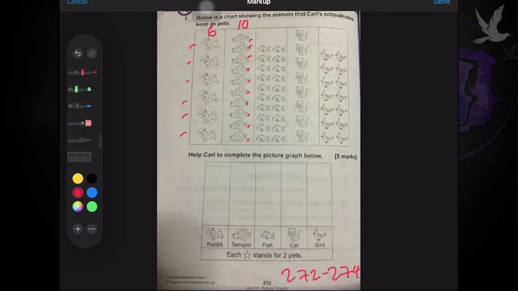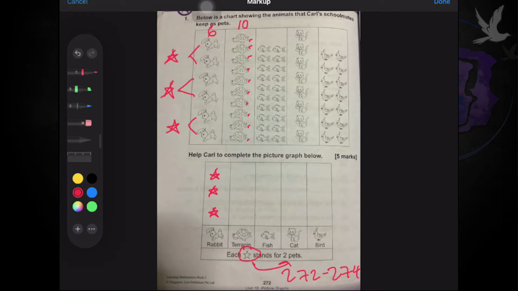Ngayon, the note says that to complete the graph, help Carl to compute the picture graph below. You should know that each star should represent 2 pets or 2 animals. Okay? So which means for the rabbit, since you have 6, 2 should represent 1 star. Which means in this case, all you need to do is to draw 3 stars for the rabbit. Okay, that is one way of doing this.